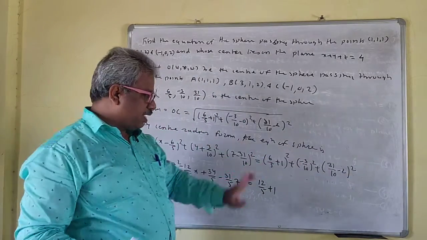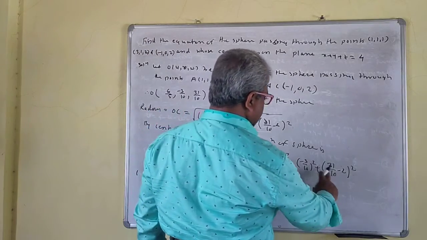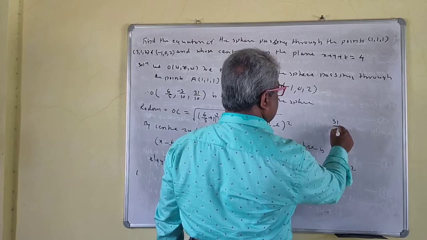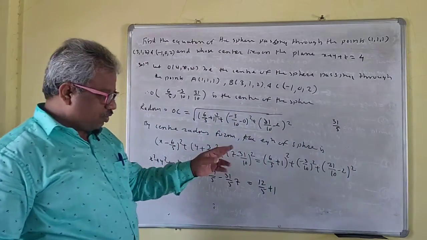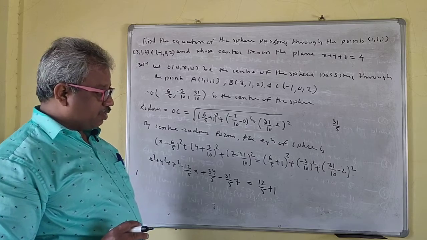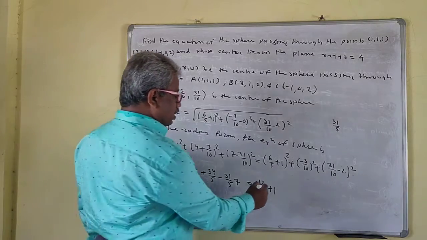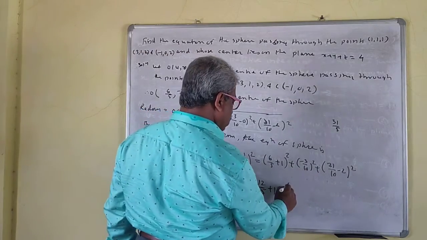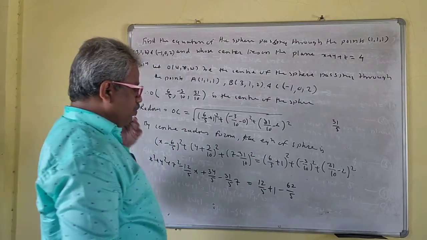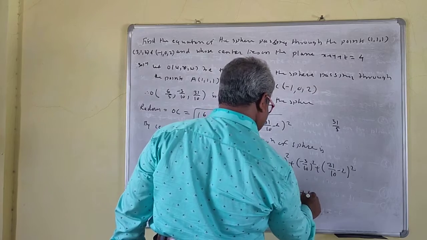So 3 by 10 square gets cancelled. Here you have to multiply by this, this is 31 by 5. The product is minus 31 by 5. You have to take double of that one, 62 by 5, plus 4.